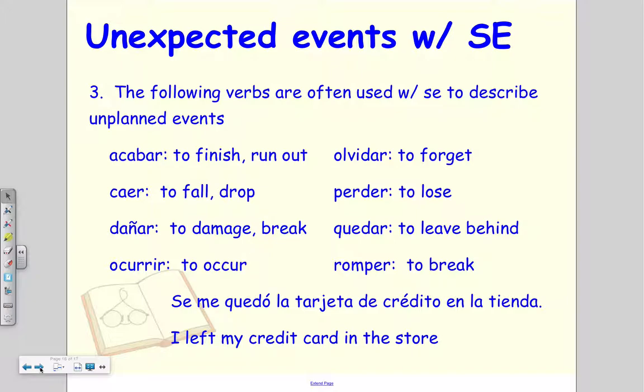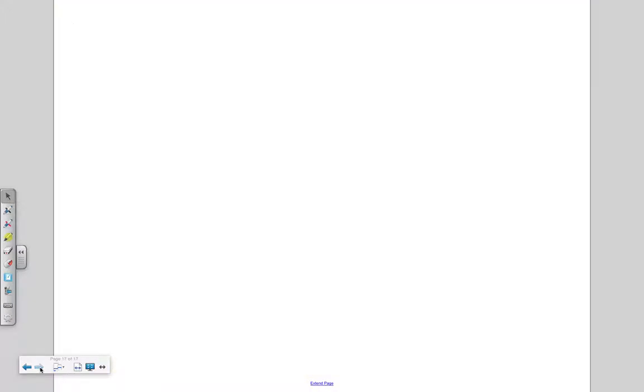But that's another story. All right, so those are the three main uses of se that we're going to be talking about in this unit. There are two others that may or may not come up, but these are the three you've got to worry about. Passive se, impersonal se, and the accidental or unexpected se, because nobody ever expects the unexpected se.